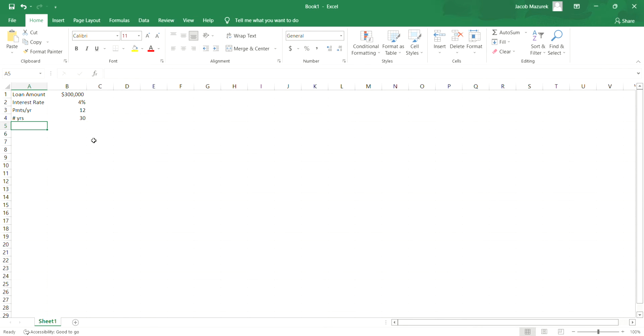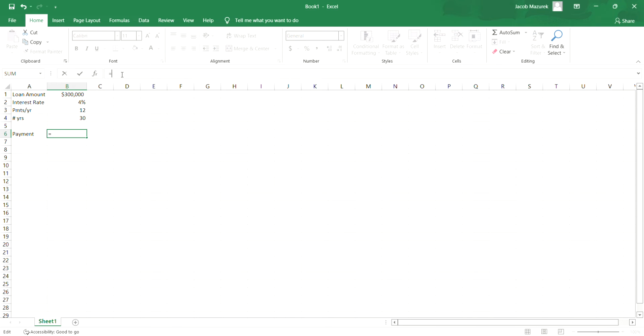Now you want to know, well, how big is my payment going to be? The bank will tell you, but the bank is probably just going to run a calculation kind of like this. Payment. And they'll use this formula right here, equals payment.